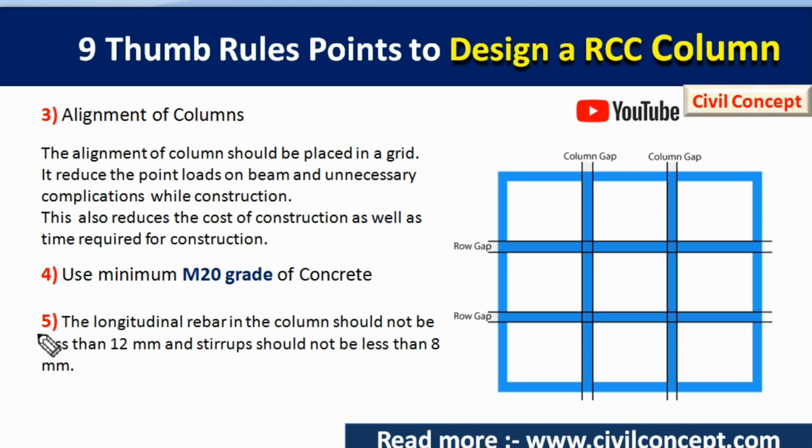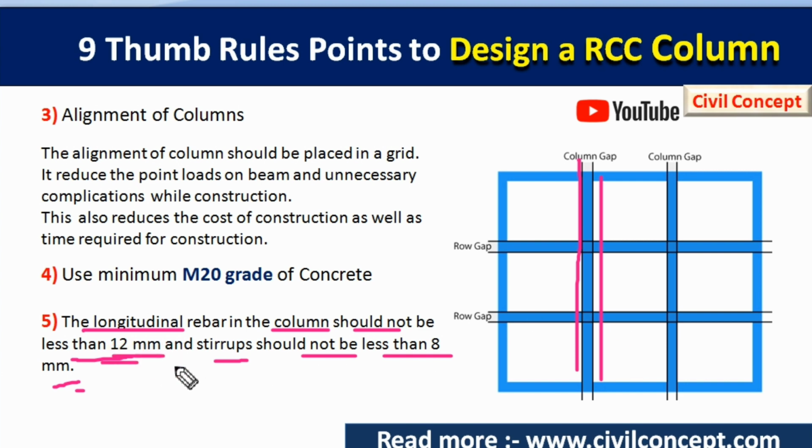Now point number 5 is the longitudinal rebar in the column should not be less than 12 mm and the stirrup should not be less than 8 mm. If we are constructing a column, then the longitudinal bars, it means the long vertical bars, should not be less than 12 mm of diameter. And the stirrups used to tie these longitudinal bars should not be less than 8 mm.